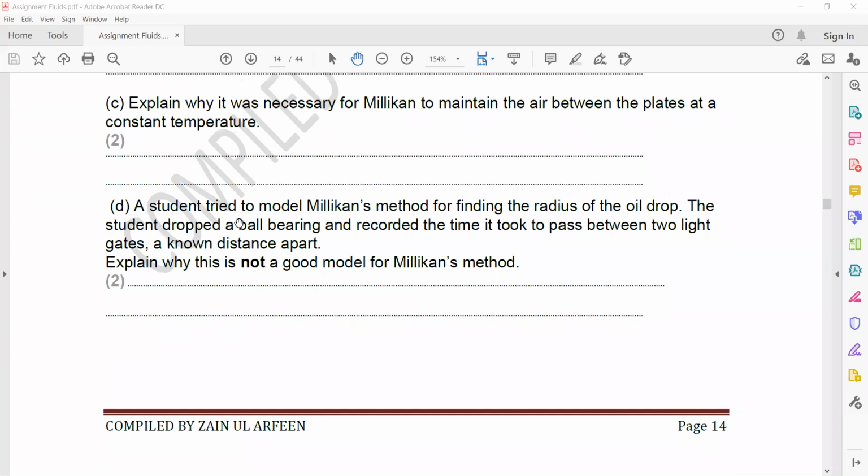A student tried to model a Millikan method to find the radius of an oil drop. The student dropped a ball bearing and recorded the time it took to pass between the two light gates, knowing the distance. Explain why this is not good. An oil drop has a small weight, so it can easily balance with the upthrust and the viscous drag, and it can move with terminal velocity. But when we are using a ball bearing, first, it may not reach a terminal velocity because its weight does not balance with the upward force.